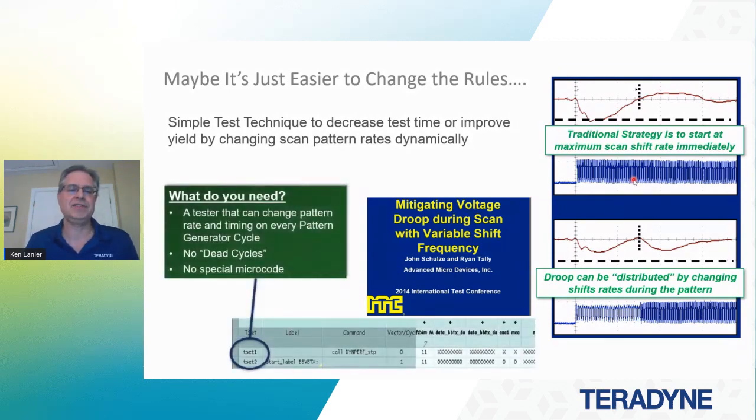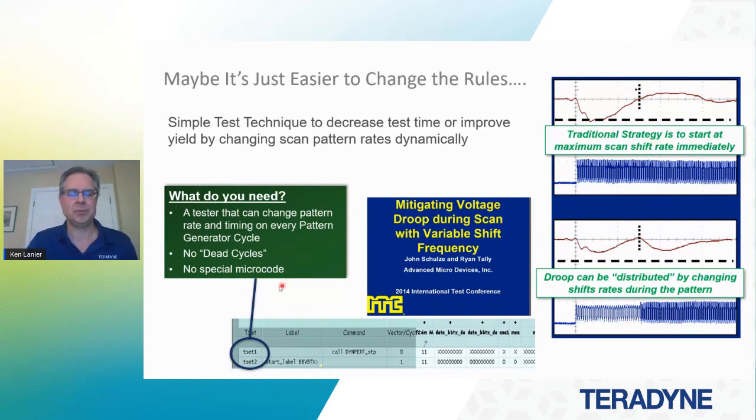What you need to do that is pretty straightforward. You basically just need the ability to change tester period or frequency on a cycle by cycle basis. In the case of the Teradyne testers, you do that with something we call time sets. Time sets allow you to change the period rate from one vector to the next. The key requirements here are pretty simple. You need to be able to do that seamlessly. There can't be any dead cycles in between. It can't be like, change the frequency and wait.